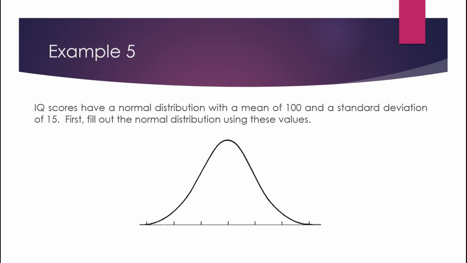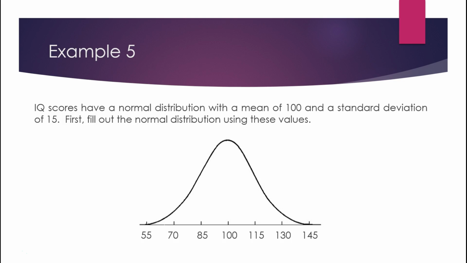IQ scores are definitely something that follow a normal distribution. So if you took everybody on the planet and found their IQ score and put it into a histogram with a really small class width, let's say we just did a class width of 1, you would end up with something that is so close to a bell curve shape that, I mean, it's completely surprising to me.